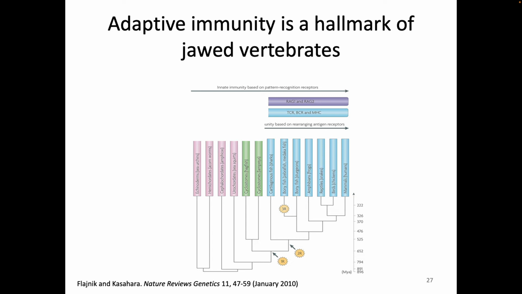Jawed fish, starting with sharks, as well as amphibians, reptiles, birds, and mammals, are the only ones that have adaptive immune responses. Fish that don't have jaws, as well as any other kind of animal, live perfectly well without an adaptive immune response. Some of this has to do with the evolution of proteins that we'll talk about next week.